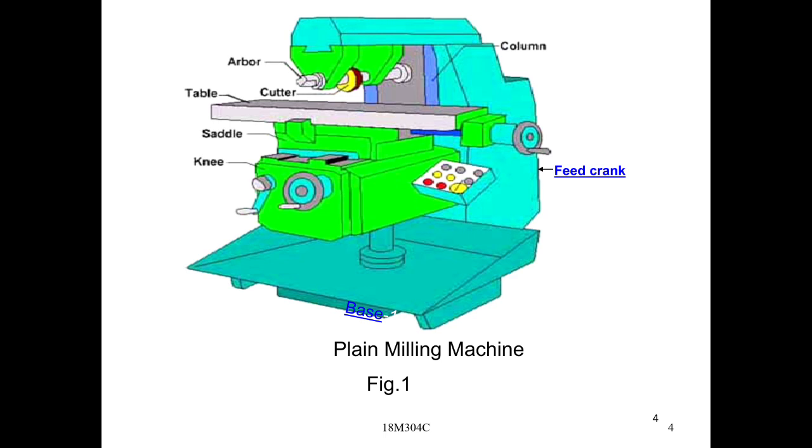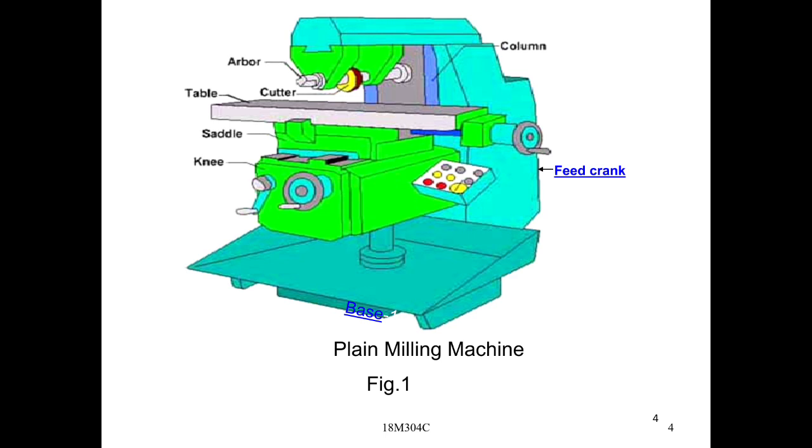So the knee will be lifted, the saddle is placed on the knee, and the table is placed on the saddle. These three, the table, the saddle and the knee, are mainly placed on the elevating screw for table movements in the up and down direction. Because every table in milling compulsorily has three directions.